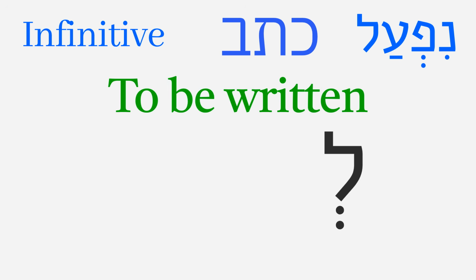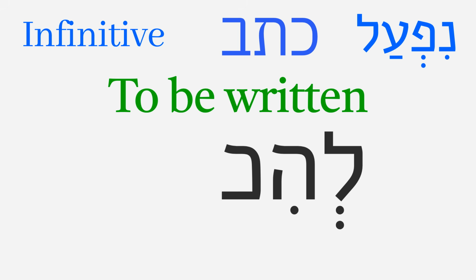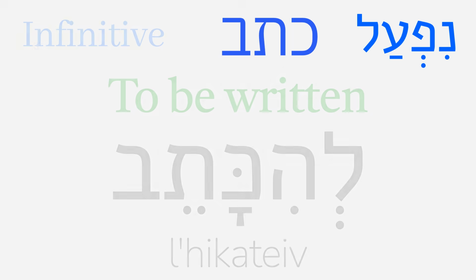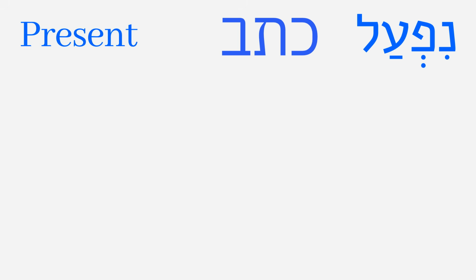This will begin with a lamed with shva, that means to, followed by a hey with a hirek. Like the hifil, some forms of the nifal will have a hey before the root letters. After the hey, we'll put the first root letter kaf. In nifal infinitives, this first root letter should have a dagesh if possible, and its vowel will be a kamatz. Then we'll have the second root letter tav with tsere, and end with the third root letter bet. Lahikatev, to be written.